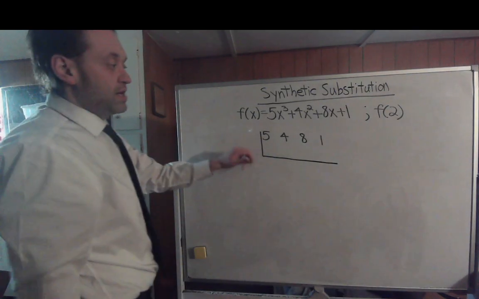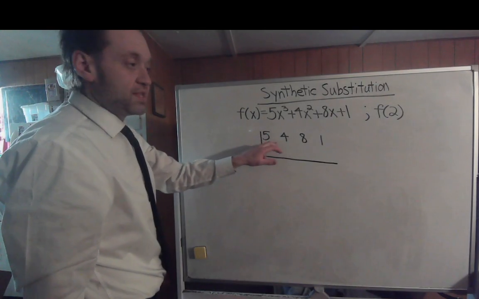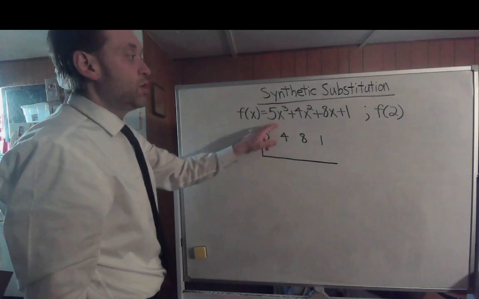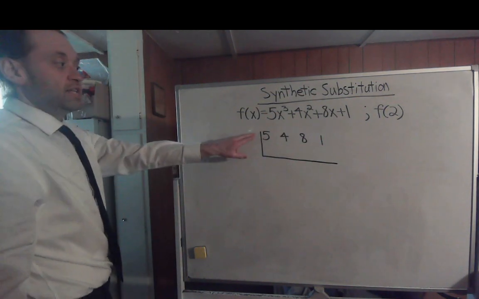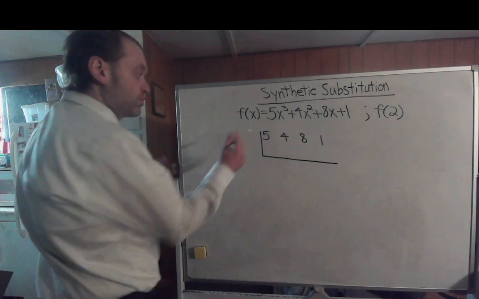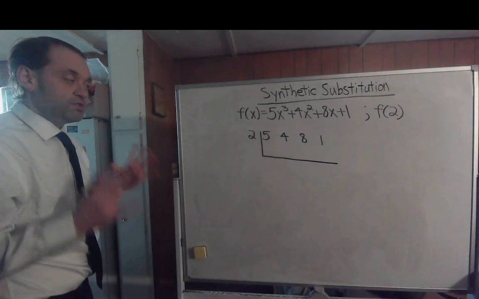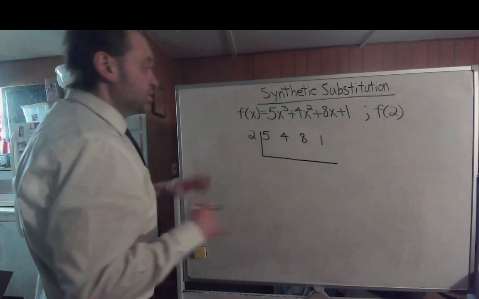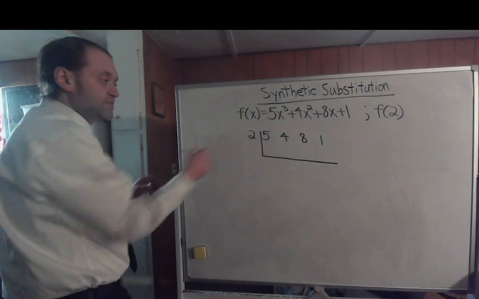What you're going to do then on the right side of the table, up higher, you'll write all your coefficients of the variables and then the constant term. To the left side up higher, where it says f of 2, you'll write that too. This is called synthetic substitution. So here's how you do it then. That 2, from the f of 2, you put to the left side.